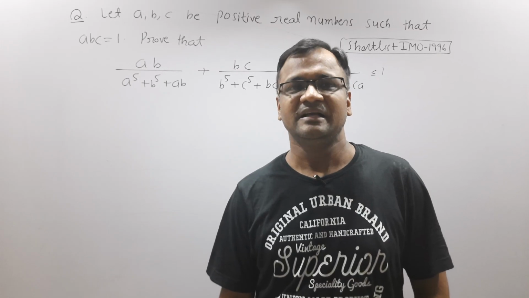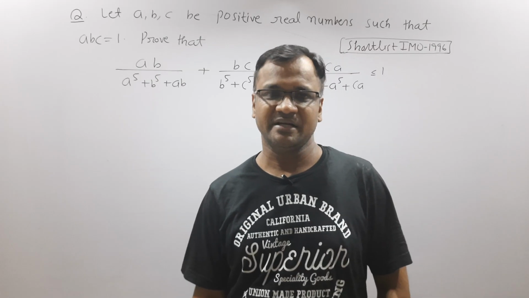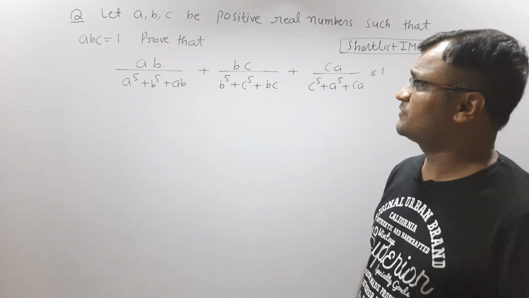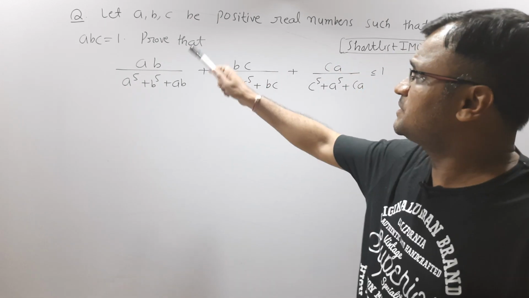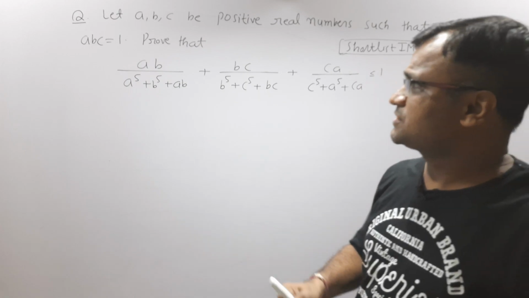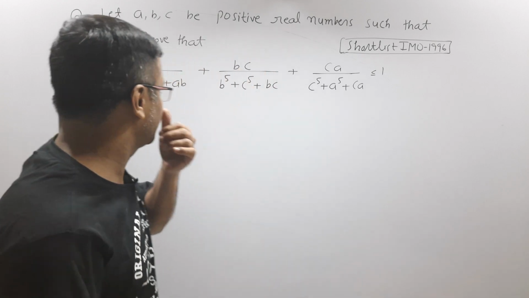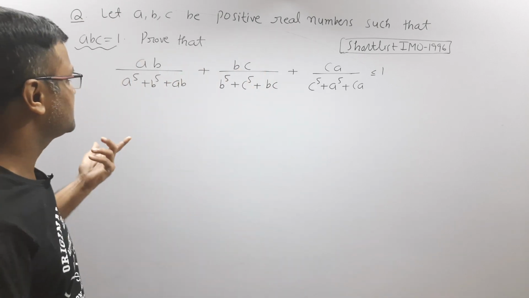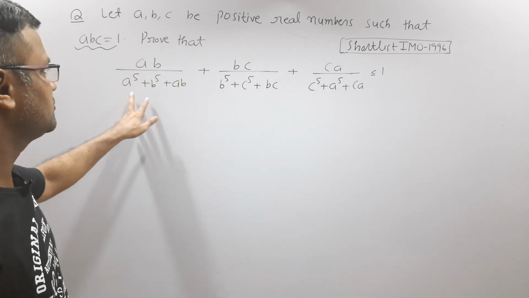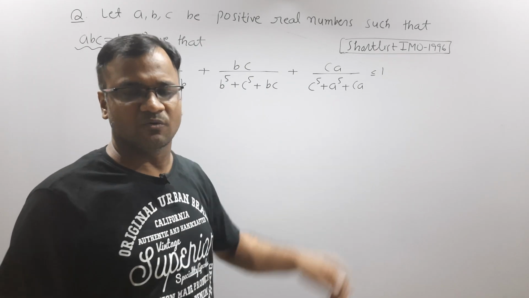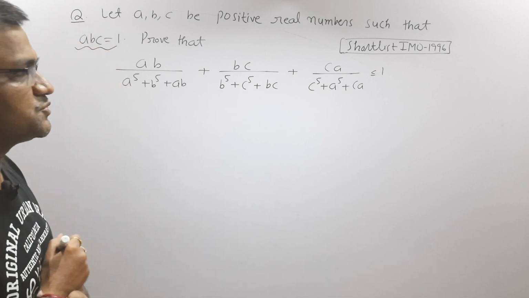Hello everyone. In this video, I am going to discuss a 1996 IMO shortlisted problem. You are given three positive real numbers a, b and c satisfying the condition abc equals 1, and you have to prove this cyclic inequality. The first term is ab upon a to the power 5 plus b to the power 5 plus ab. Similarly, the second term and third term, and this sum is always less than or equal to 1.